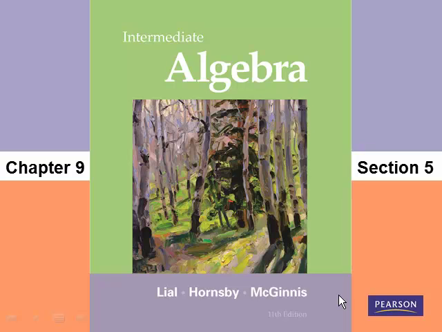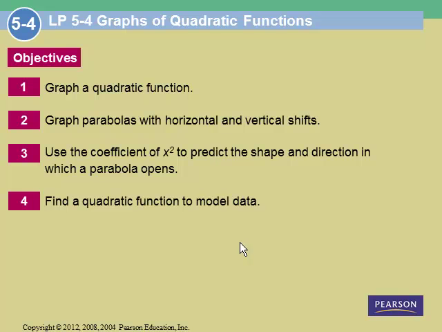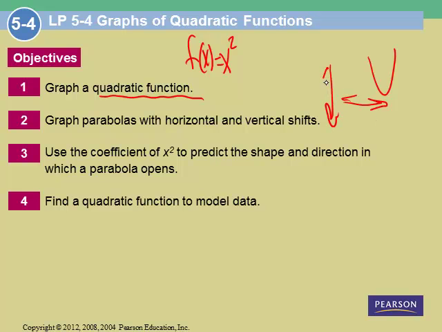We're working on Chapter 9, Section 5, which is Learning Plan 5.4 in our book. We're going to graph quadratic functions. Remember, quadratic means it's going to be squared, and these are functions. So we're going to have f of x equals that. And then we're going to graph them if they have a horizontal shift or if they have a vertical shift. And then use the coefficient to predict whether they're going to be up, down, whether they're going to be wide or narrow.